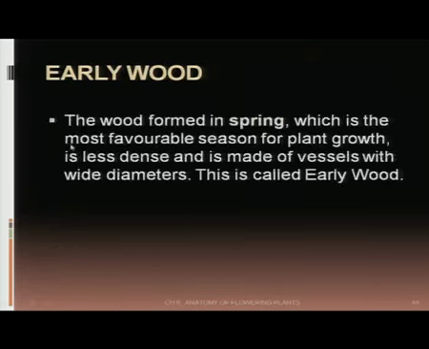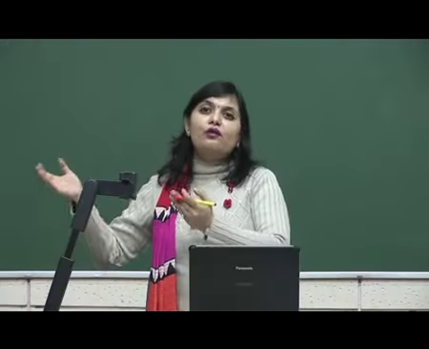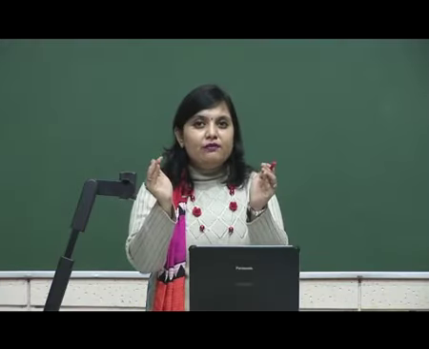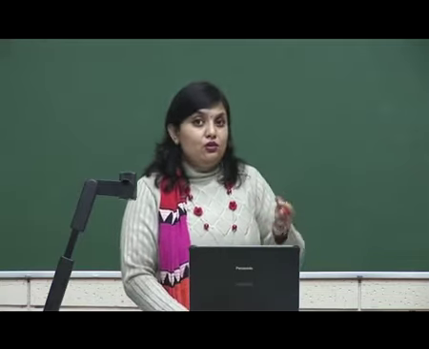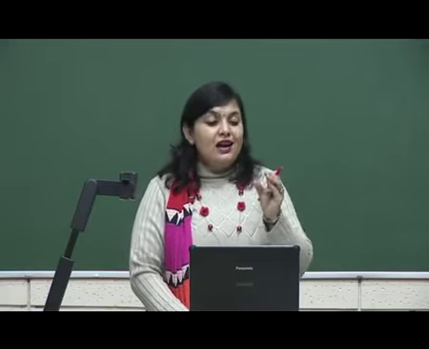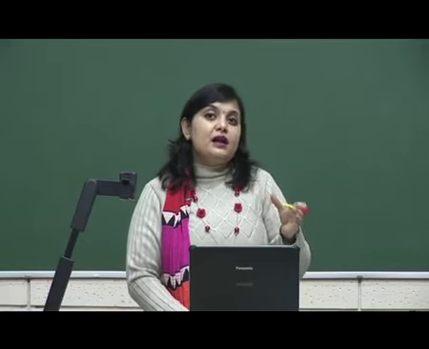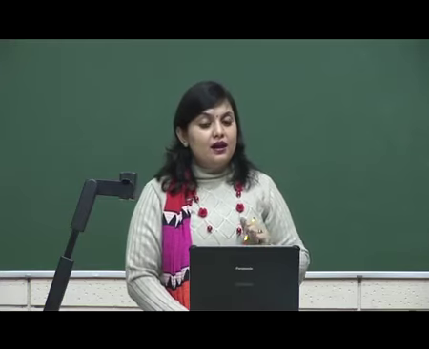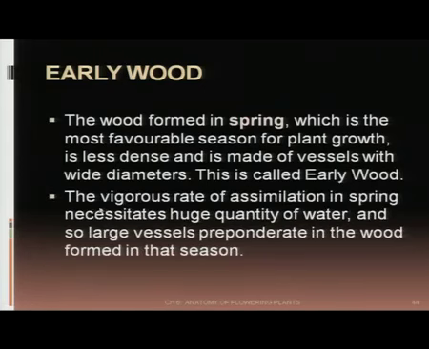What is early wood? Well, the wood that is formed in the spring, which is the most favorable season for plant growth, is less dense and is made of vessels with wide diameter. When you need to conduct a lot of water, the vessels will be formed with wide diameter. This wood, which is formed in spring where active growth is taking place, so a lot of water is being used and larger diameter vessels are being formed, is known as the early wood.